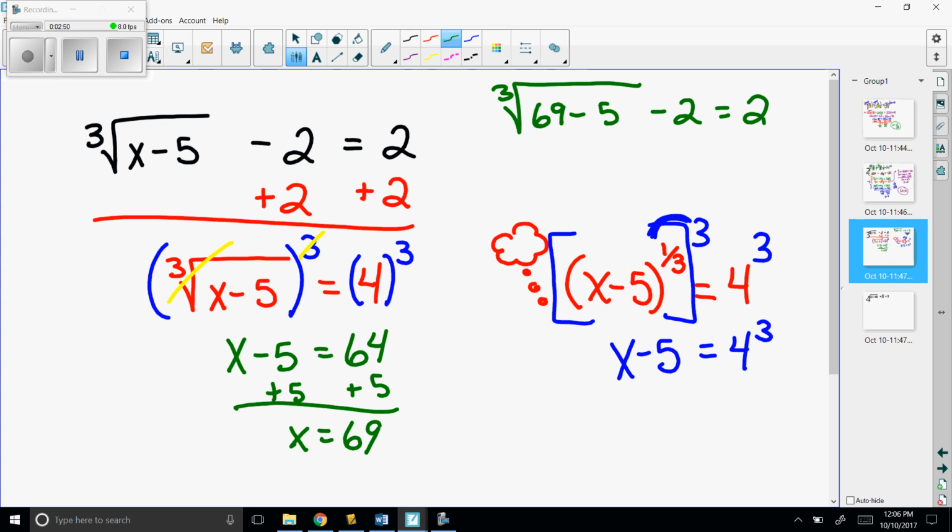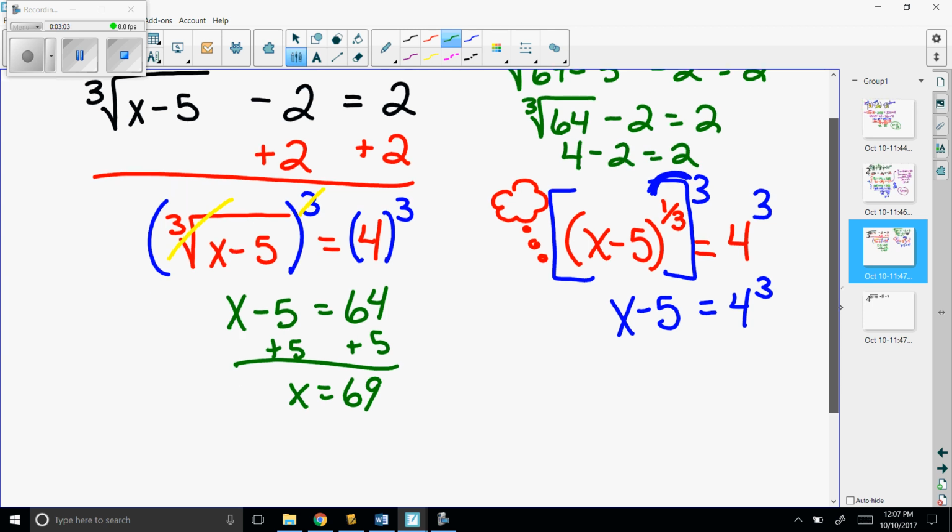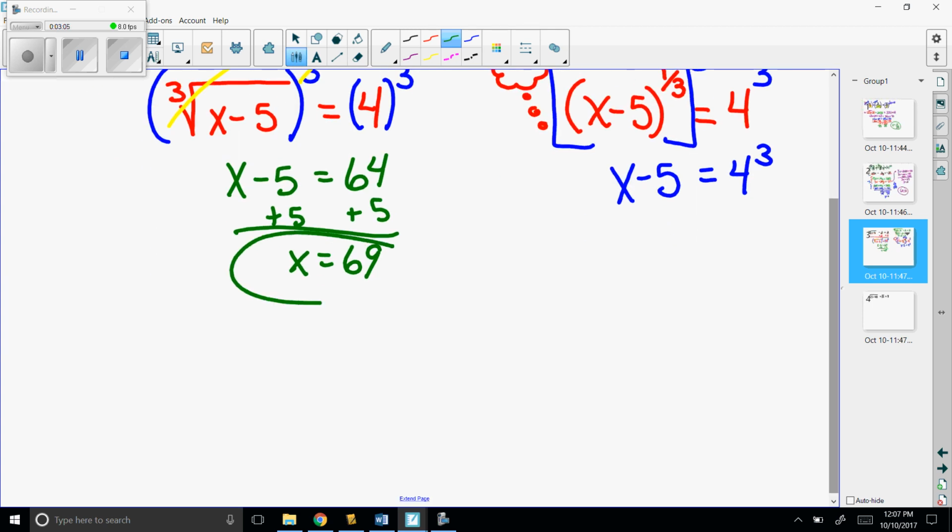Is that a true statement? 69 minus 5, you're going to take the cube root of 64, subtract 2, does that equal 2? The cube root of 64 is 4, 4 minus 2 is 2. Therefore, you go back in your solution saying x is 69 is a correct solution. But the key thing is don't forget you have to check yourself.